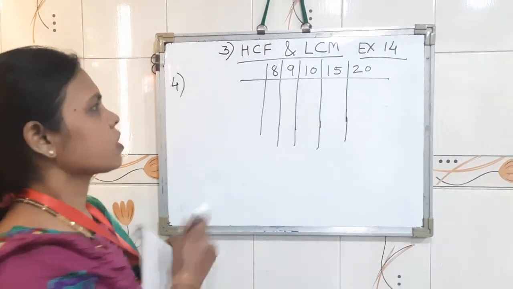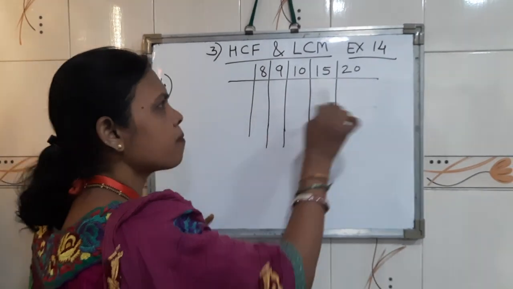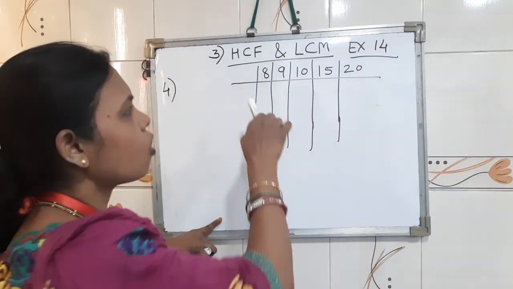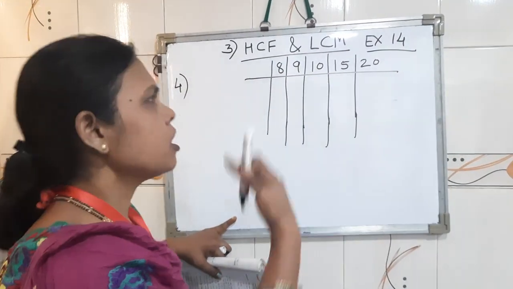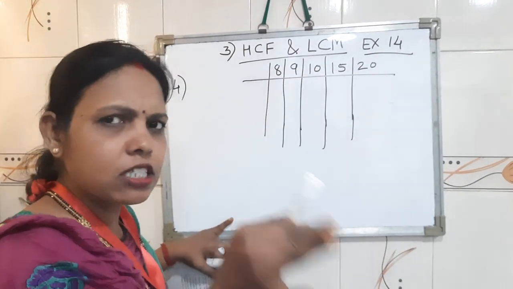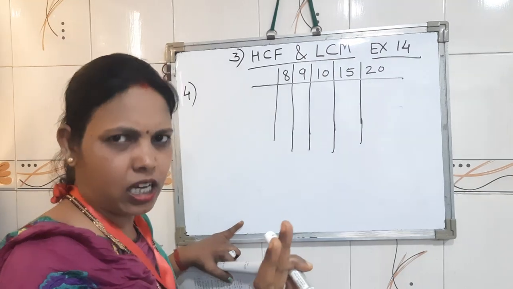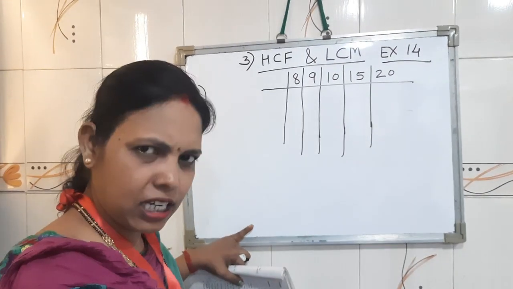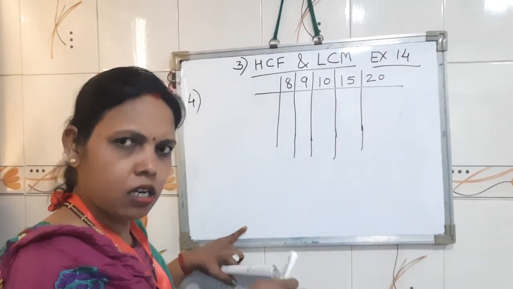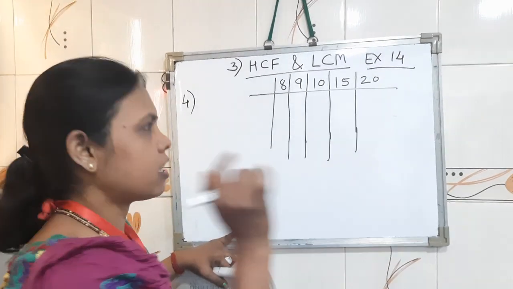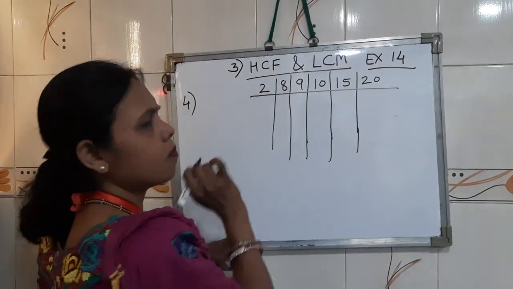So children, first we will take the number which divides all these numbers, for the LCM. It is not necessary that it divides all the numbers together. If 2 or 3 numbers are divisible by one divisor, then you can take it. That's why first we will start from 2.